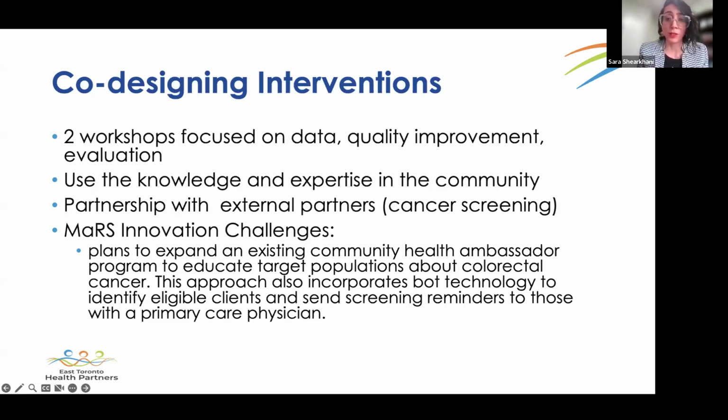Community health ambassadors are community members, residents of East Toronto, who speak the same language, share the same culture, and are willing to help out the local residents. So then we had another workshop where we trained community health ambassadors about cancer screening. If they're supposed to, for example, educate the locals about cancer screening, basically it was a train the trainer. They need to have more information about cancer screening.